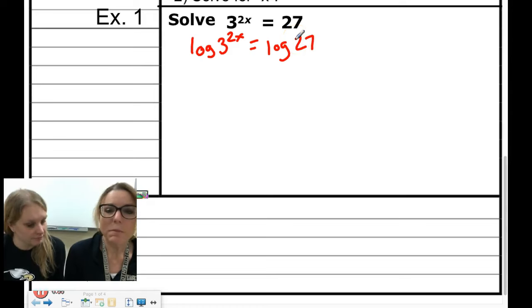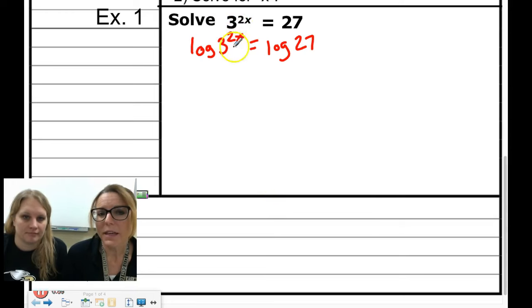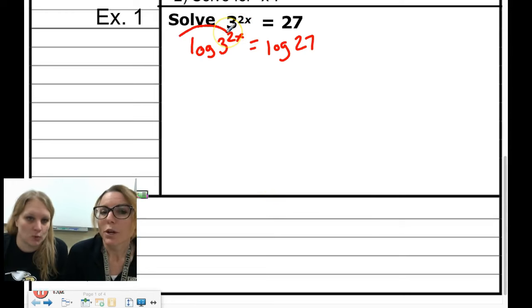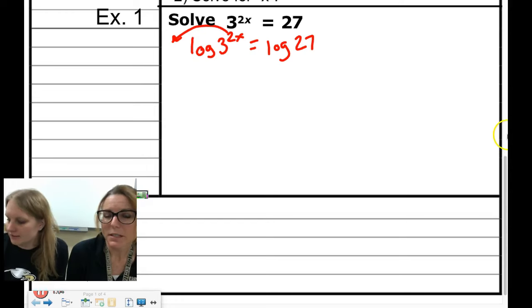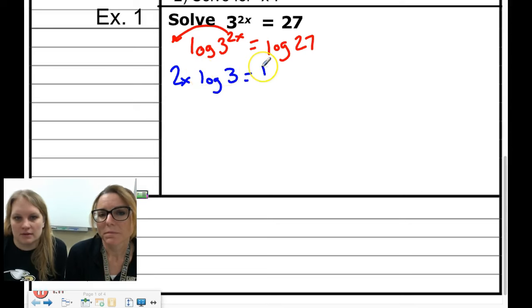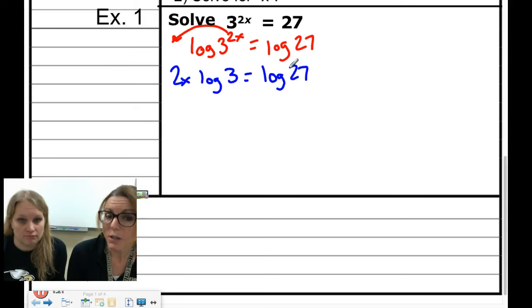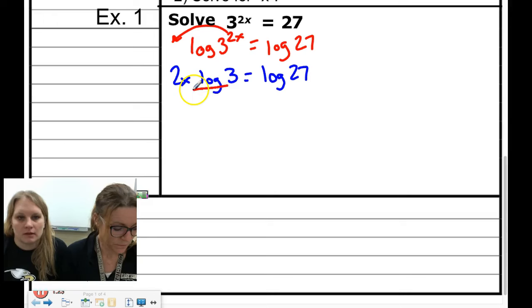The minute I see the left side, I see that 2 to the x, I think of the baseball property, where you can throw it to the front. That's the power property for logs. So we got 2x log 3 equals log 27. Now we're solving for x, so we want to get x by itself. First we should probably divide both sides by log 3. Divide by log 3. Just cancel.